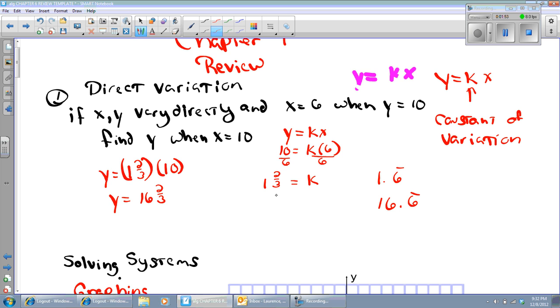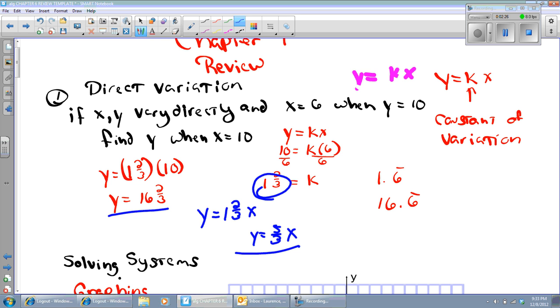Now, if I wanted an equation of the constant of variation, it would be y equals 1 2/3 x. Or if you wanted to, you could have gone with y equals 5/3 x instead of the mixed number, because we usually don't use a mixed number for a slope. But anyway you look at it, there's your y, and there's your equation.